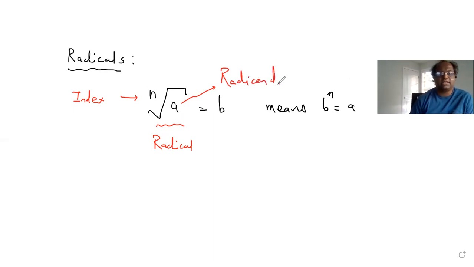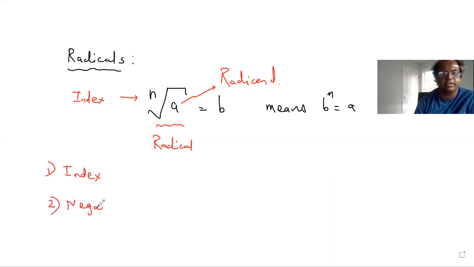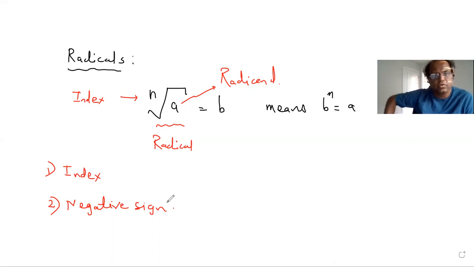Now, to master the skills in radicals, you have to know two things. One is the index, and the second thing is the negative sign. So if you look, what is the index? And if you look for the negative sign, whether it is sitting inside the radical or outside, that matters. If it is sitting outside the radical, you are safe. If it is sitting inside the radical, things become a little bit complicated. All right, so let's get back to the business.